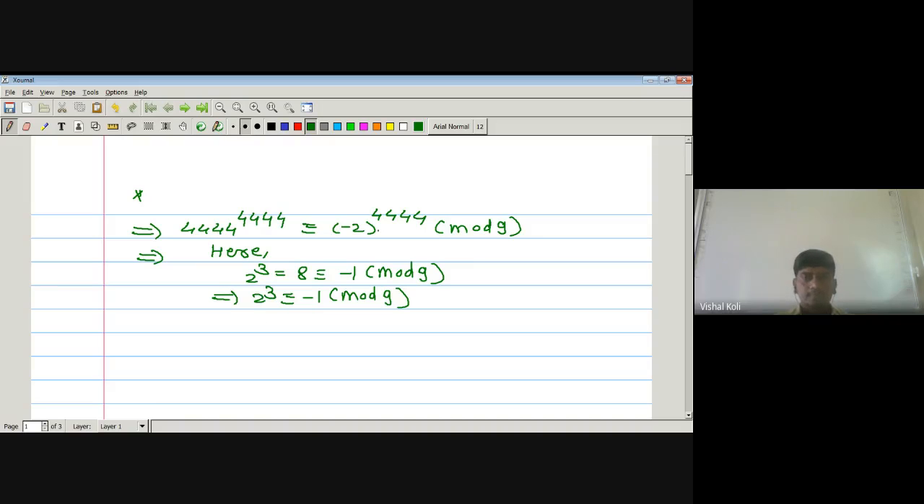Okay, this one is -2 to the power 444. As -2 to the power even number is again positive, -1 to the power 444 is nothing but 1. This one is nothing but 2 to the power 444 modulo 9. Since -1 to the power even number is again 1, therefore 2 cube is congruent to -1 mod 9. If we have to convert this -1 into positive 1, then we have to take the square. Then 2 cube square is nothing but 2 to the power 6, which is congruent to 1 modulo 9.